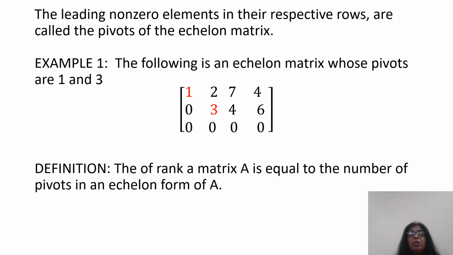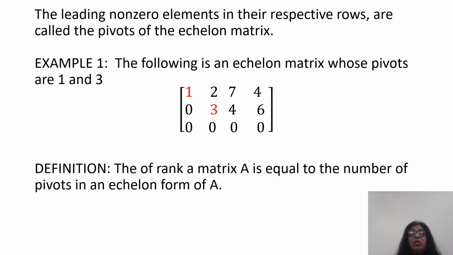All zero entries lie in the last row, and the element in the second row is towards the right of the element in the first row, right? And it's a matrix of order, how many rows are there? 1, 2, 3, 3 rows. 1, 2, 3, 4, 4 columns. So it's a matrix of order 3 by 4. In this way we define an echelon matrix.